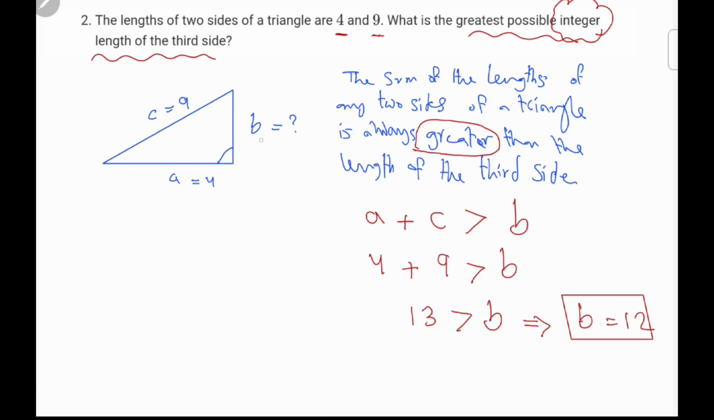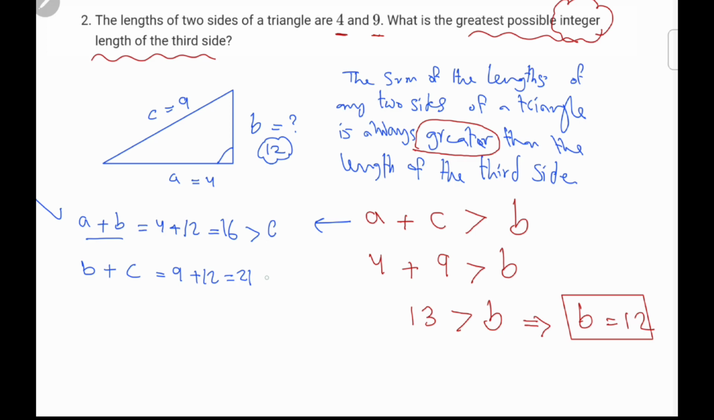So now if you put B as 12, you can apply this rule to any three sides. So we know that A plus B equal to 4 plus 12, which is 16, which is greater than C. So A plus B is greater than C, which is 9. So this is correct. And you have B plus C equal to 9 plus 12, which is 21, and this is greater than A. So all these three conditions apply, then this triangle exists. And that's it.